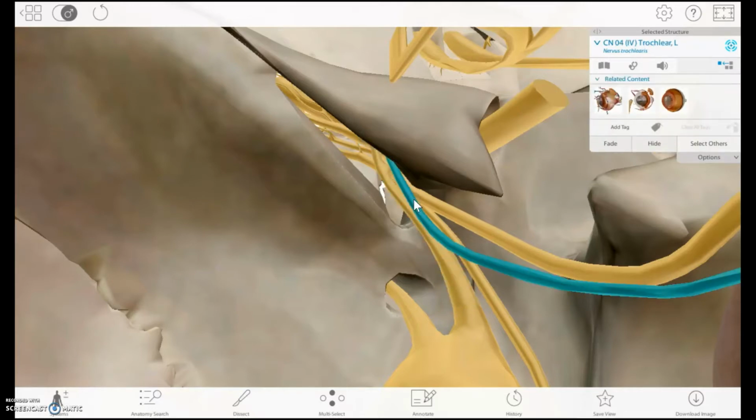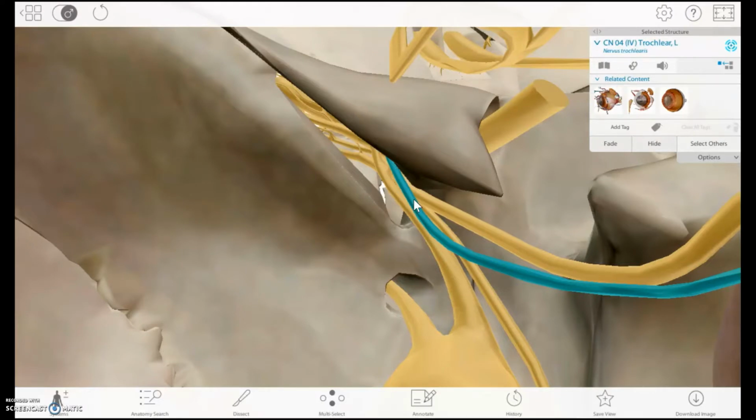So if we start with the trochlear nerve, the trochlear nerve innervates one of your eye muscles that will rotate your eye inferiorly and laterally. So if we want to test this muscle, we can check the patient's ability to move their eye inferior and lateral. And if they're unable to do that, we might think there's some damage to this nerve.